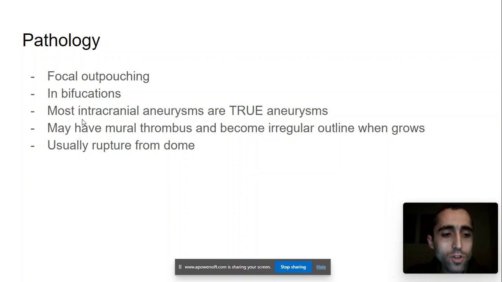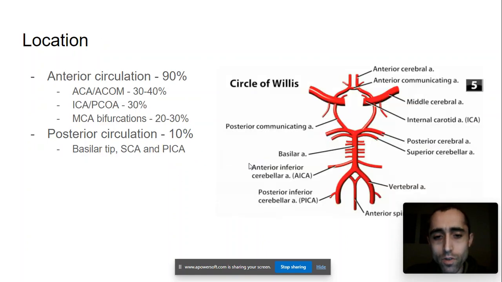Now, pathology: usually at the bifurcation, an outpouching, usually true aneurysms, namely from the three layers of the blood vessel, the intima, media, and adventitia. It may have more thrombus and it can change the imaging findings, how it looks on imaging, and it can develop an irregular outline. And it ruptures from the dome of the aneurysm.